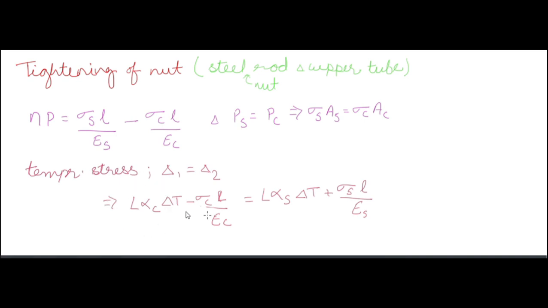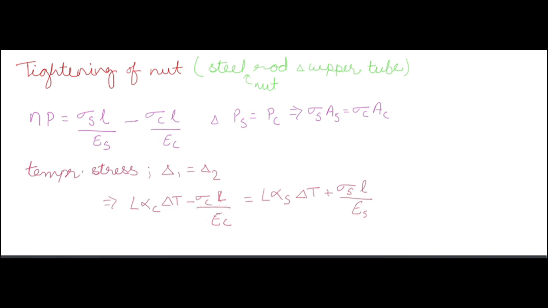So both L alpha C delta T and L alpha S delta T are positive values. Now minus sigma C, because copper is having compressive forces acting, and sigma S, because steel is having tensile force acting. So for temperature stress, delta 1 is equal to delta 2. This is L alpha C delta T minus sigma C L by EC is equal to L alpha S delta T plus sigma S into L by ES. ES and EC are the modulus of elasticity of steel and copper respectively.